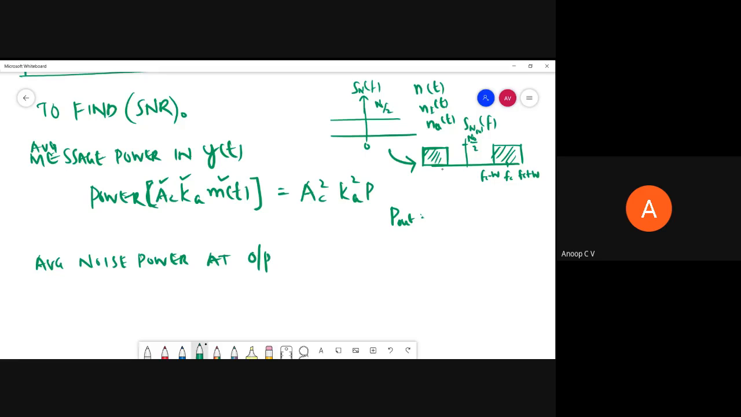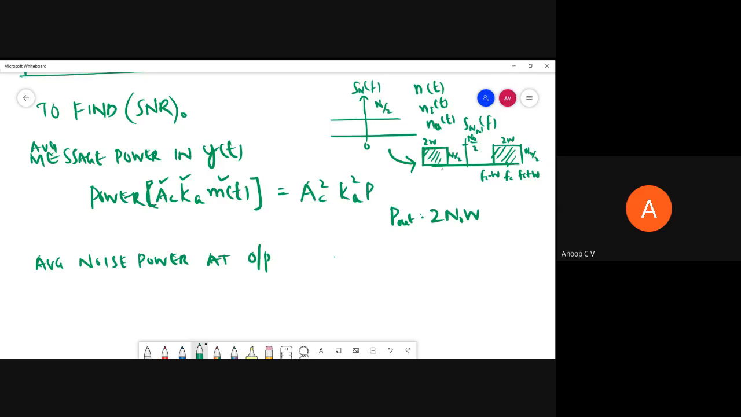We have both positive and negative sides. On the positive side, the area is that of a rectangle, length into breadth. This length is 2w, and this height is n naught by 2. So that is n naught by 2 times 2w, which is n naught w. Here again we have 2w and n naught by 2. The area is positive in both cases. So it will be n naught w plus n naught w, twice n naught w.